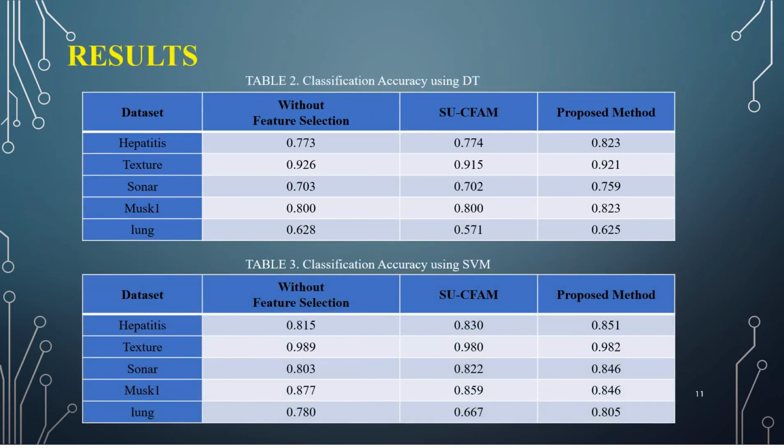Here are the results of classification accuracy using decision tree and SVM. And as you can see, our proposed method has reached higher or competitive classification accuracy after feature selection. And it also has a better performance compared to the CFAM algorithm.